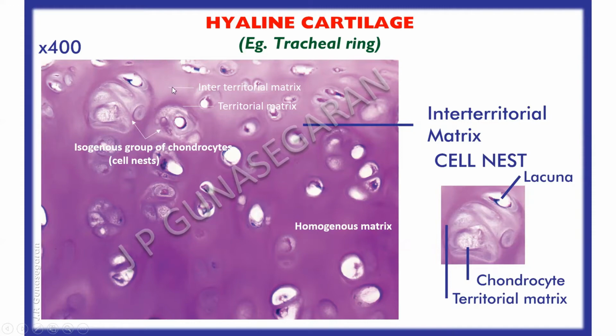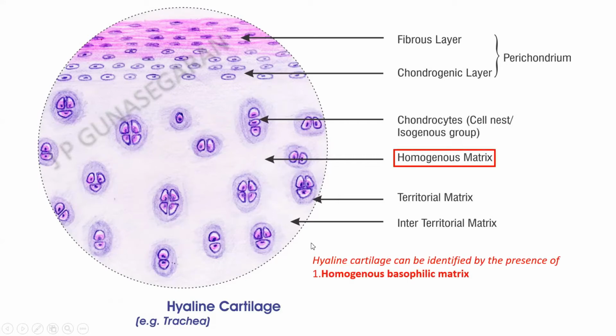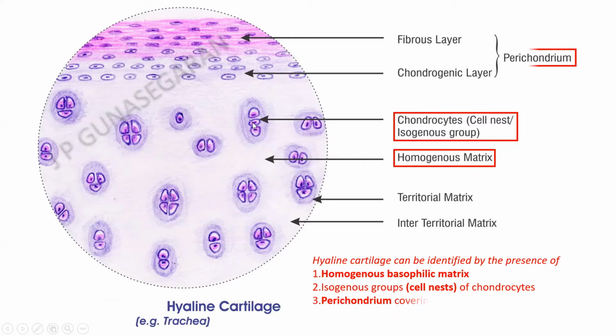This is an H&E drawing of hyaline cartilage, which can be identified by the presence of homogeneous matrix, isogenous groups of chondrocytes, and at the periphery you can see the perichondrium, which has two layers, an outer fibrous and an inner chondrogenic layer.